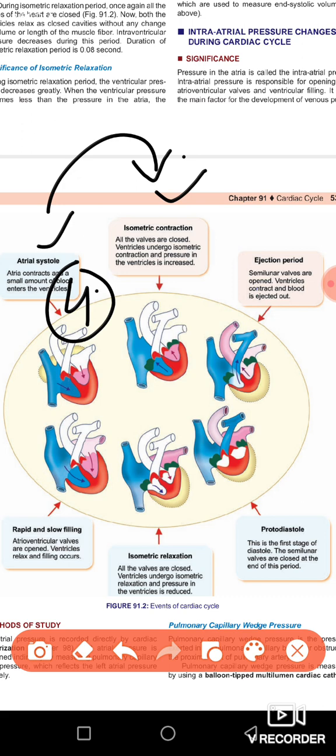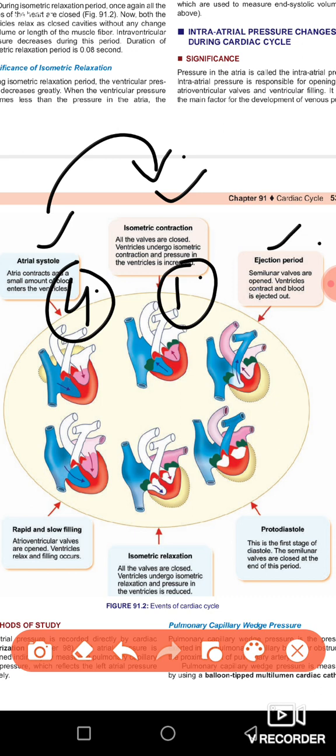In the isometric contraction, which is the first part of ventricular systole, all the valves are closed and there is a contraction of the ventricles, but during the contraction the length and the volume of the ventricles remain the same, and just the pressure inside the ventricles increases. During isometric contraction the first sound of the heart is produced. Now the other is the ejection period.